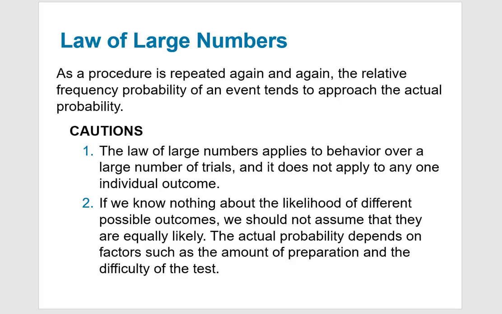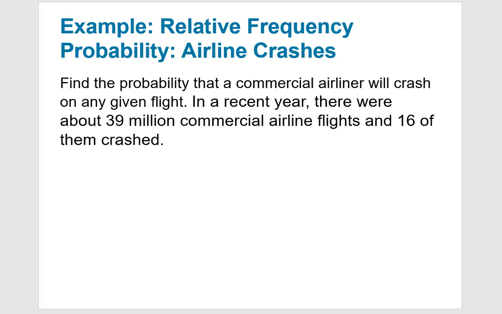So you got to make sure that you're not trying to apply the behavior of the whole to the behavior of the one. And if we know nothing about the likelihood of these different possible outcomes, you should not assume that they are all equally likely, like the plane crashing. It is not equally likely that every single time you step on a plane, it has the same probability of crashing. That is totally not true. So make sure that you're taking in all of this. Again, you really should be thinking critically about what's happening in your particular procedure. All right, so speaking of that, let's find the probabilities.